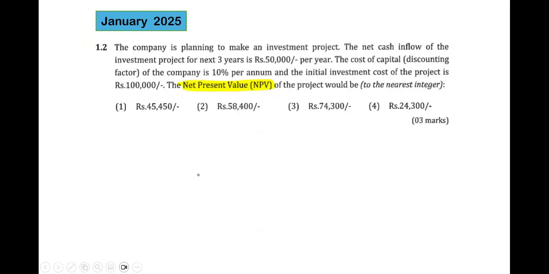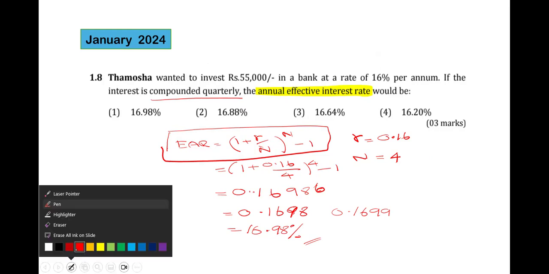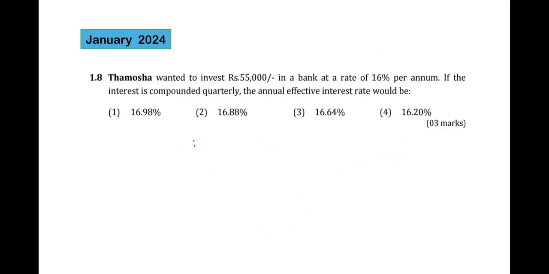But the thing is, in your formula sheet, it is not this formula. They give a formula like this: EAR equals (1 plus R) power N minus 1, into 100. This may sometimes be confusing because we don't know actually what R is and what N is.